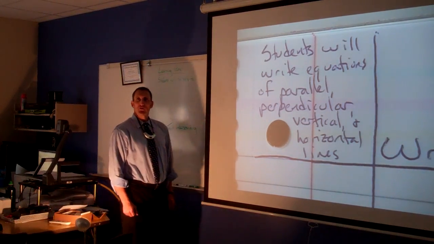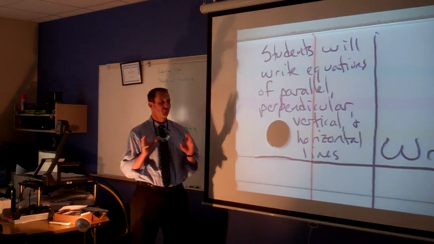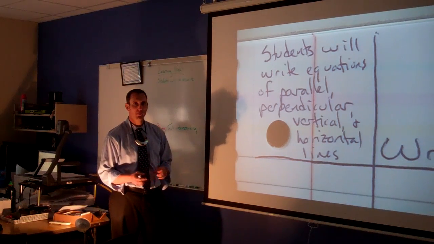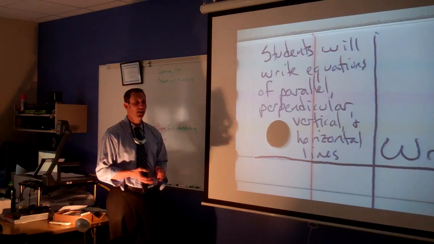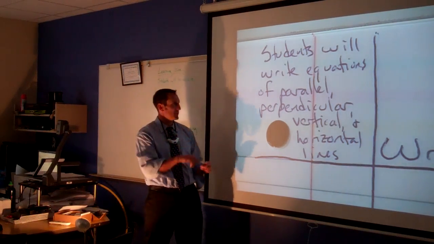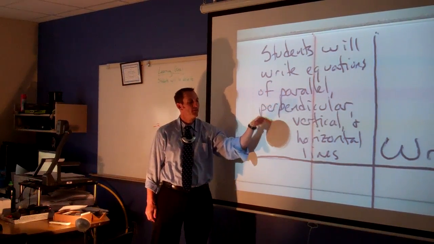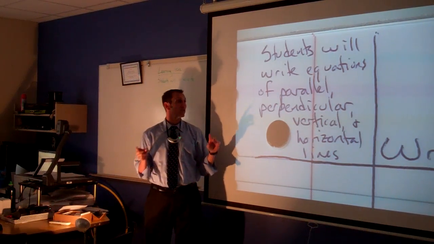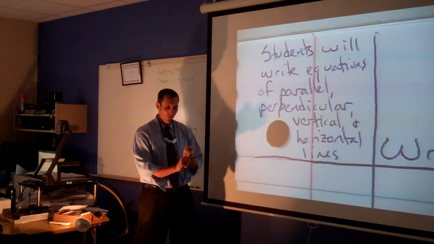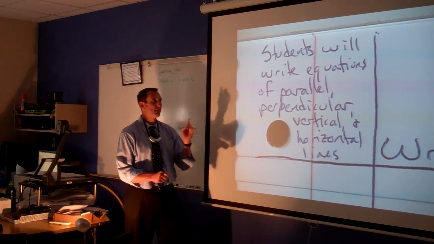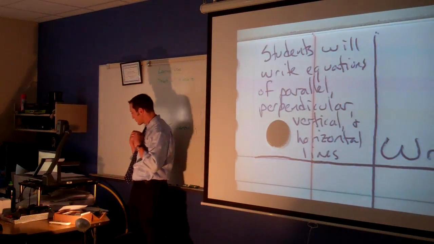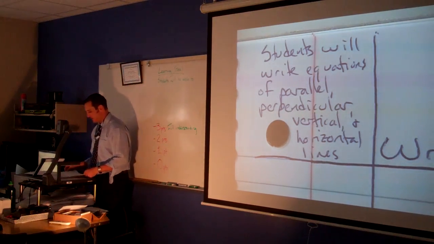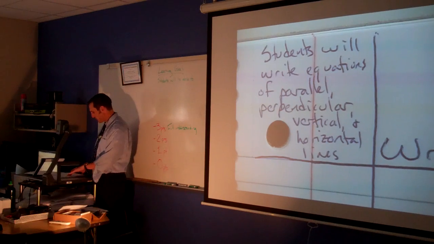Alright, today what we're going to do is continue to write equations of lines using information, but we're going to do some tricky lines that involve thinking because we're going to be dealing with parallel, perpendicular, vertical, and horizontal lines. So we will still be writing equations needing a point and a slope, but we're going to throw some tricks in there as well using parallel, perpendicular, vertical, and horizontal.